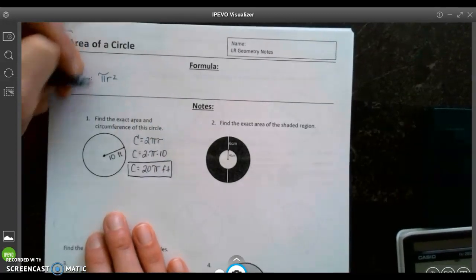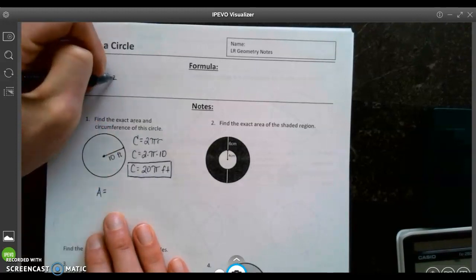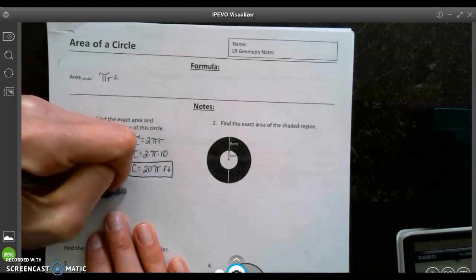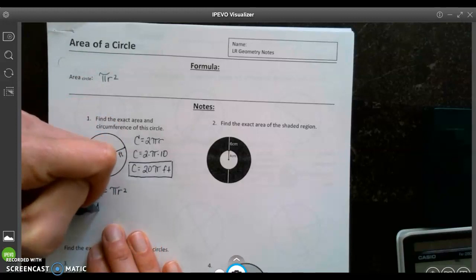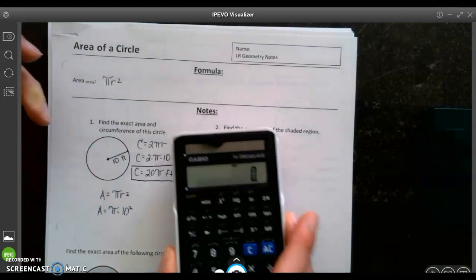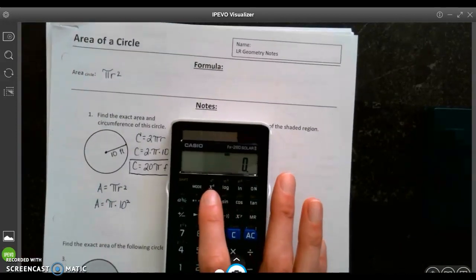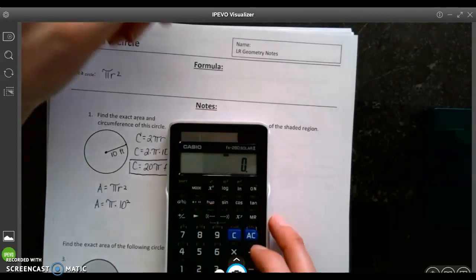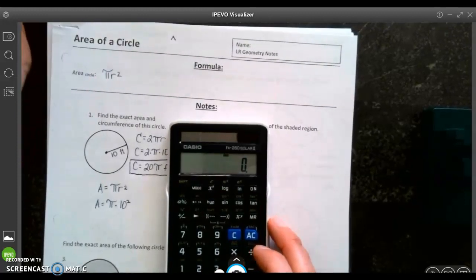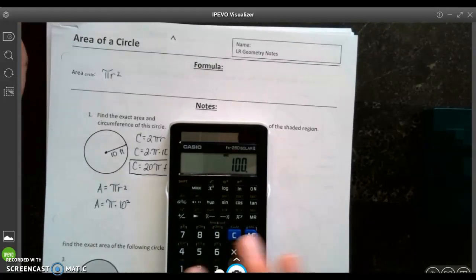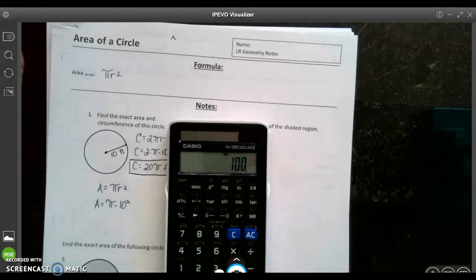Now if I want to find the area, I'm going to use this formula up here. We do not get the same number when we square. So area is pi times radius squared. I'm going to put that 10 in for r again. Area equals pi times 10 squared. So I'm going to take 10 and square it. You want to look for the x squared button on your calculator. Sometimes you also have that little caret button that you can use. Or you can just do 10 times 10. 10 squared is 100. So I can do 10 times 10, or I can do 10 squared and get that 100.